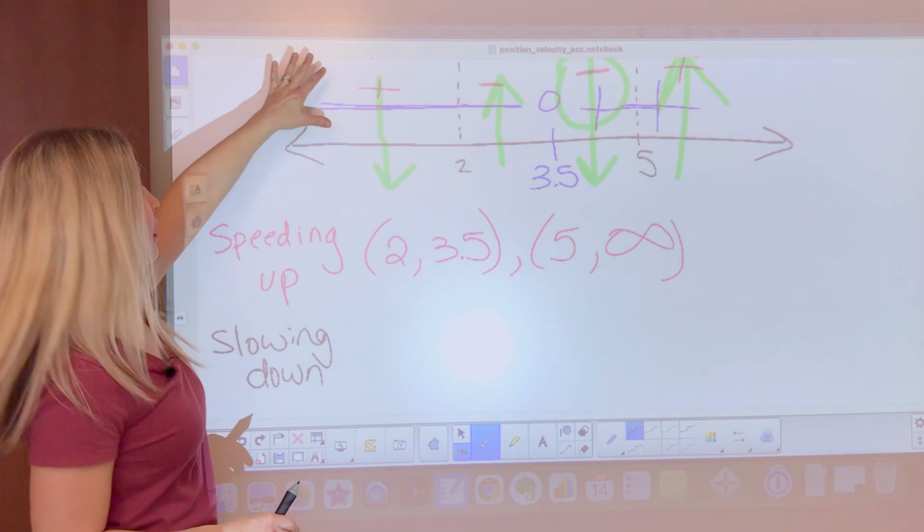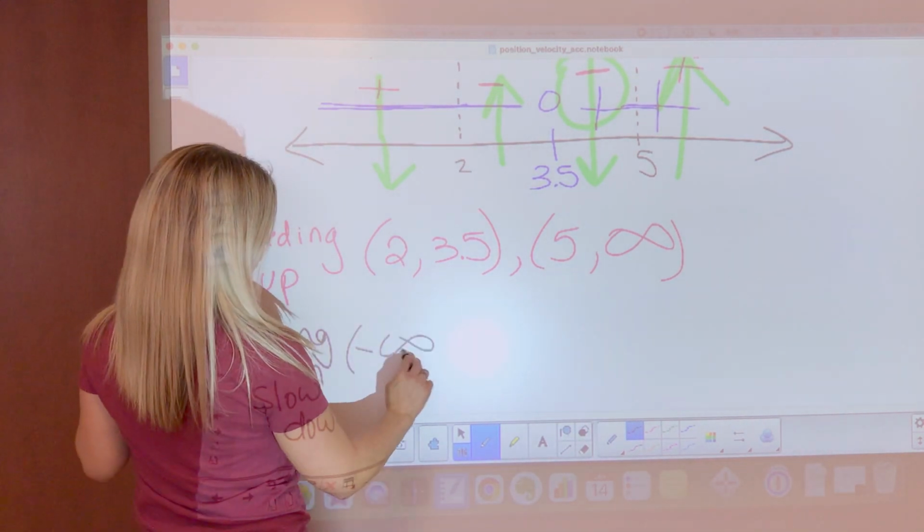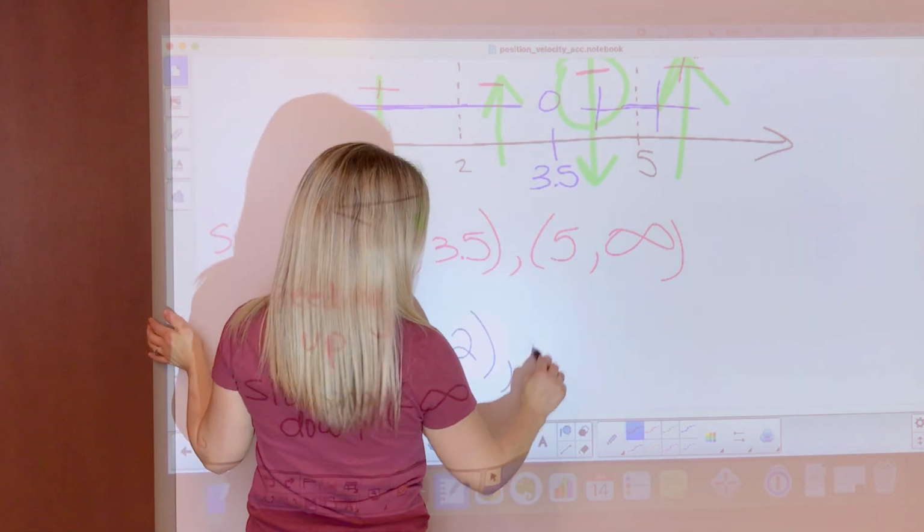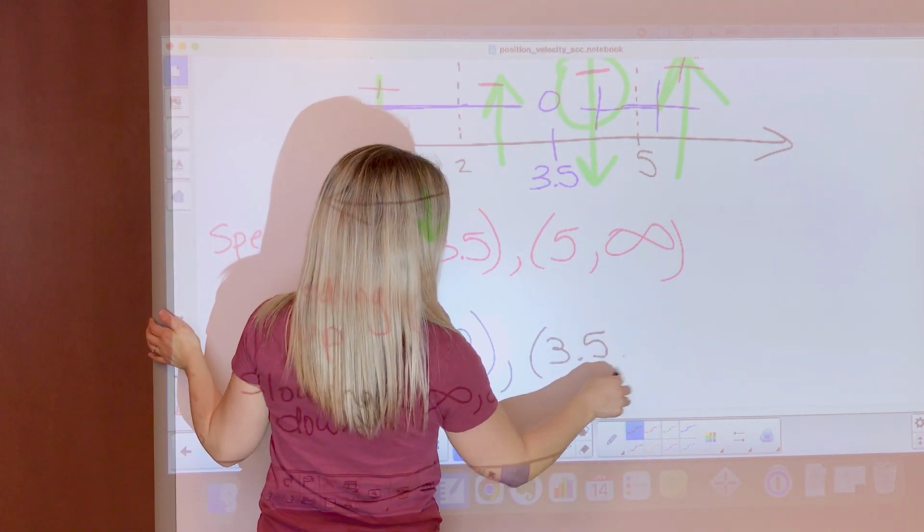Now let's identify when it is slowing down. When the signs are opposite, it's slowing down. So from negative infinity to 2, we're slowing down. We're also slowing down from 3.5 to 5.